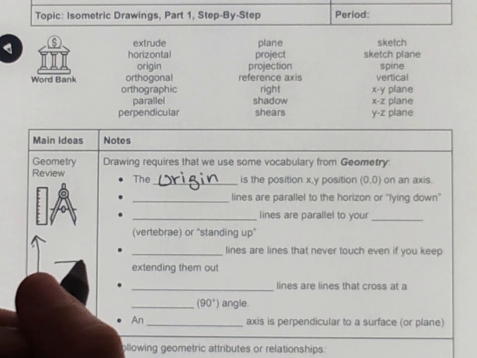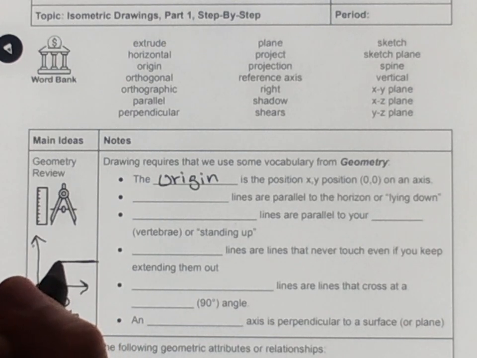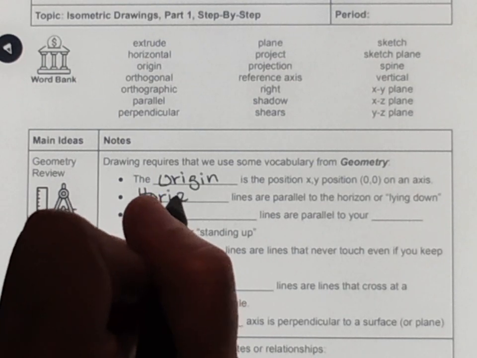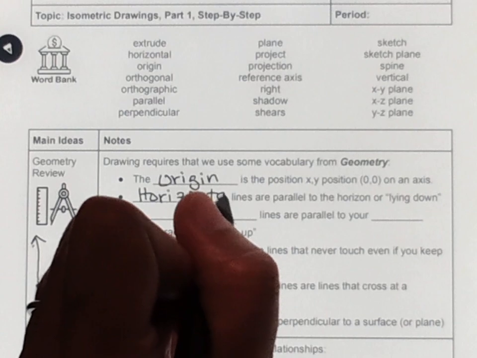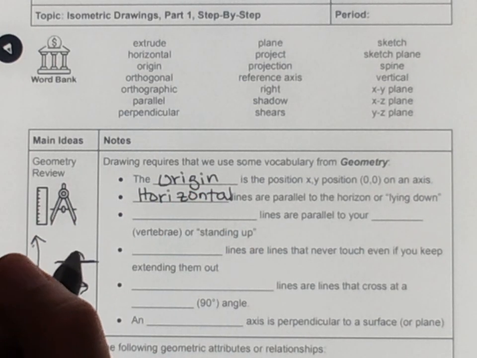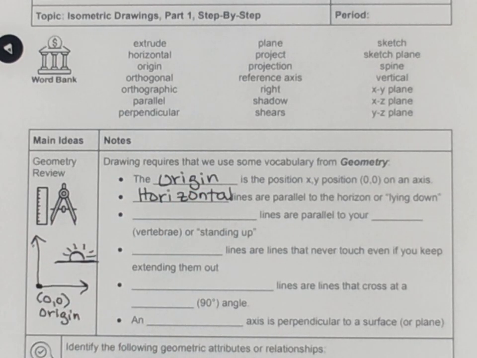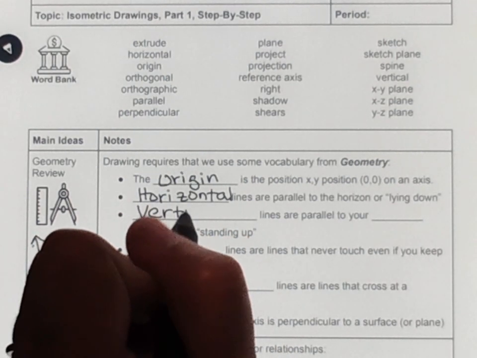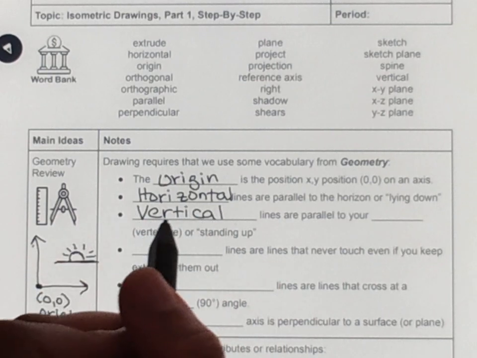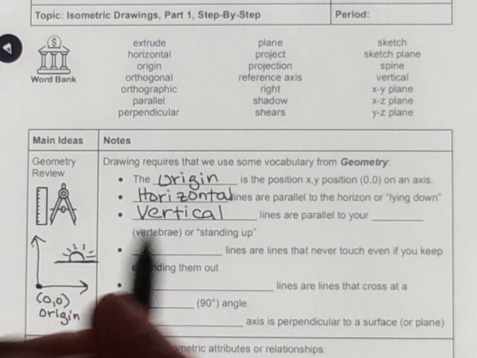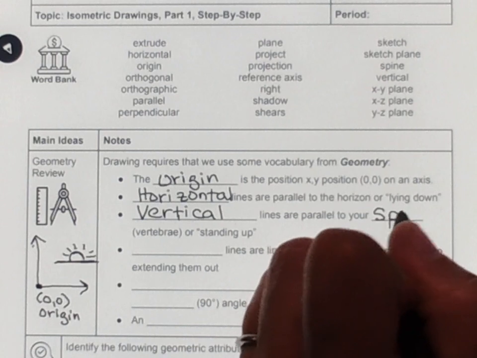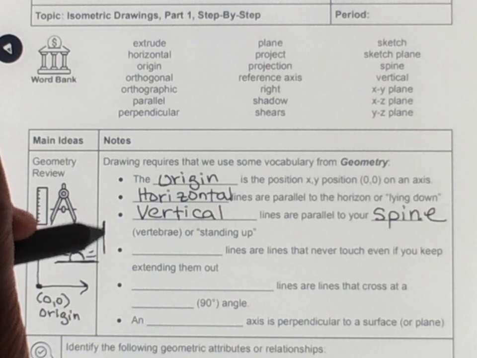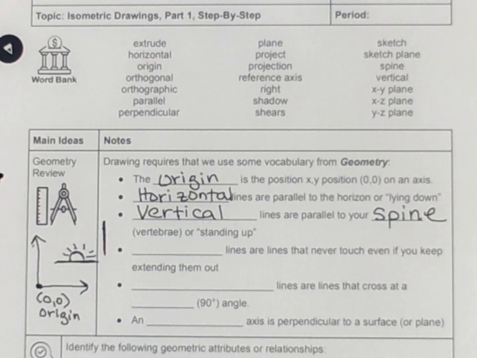Sometimes I will say a line is horizontal or lying down. And you can think of that word horizon, because you can think of it as the setting sun on the horizon. Another word I might use is vertical. And when I think of the word vertical, I think of the word vertebrae. And vertebrae is just another word for your spine. Okay, so when I think of vertical, it's standing up like your spine.